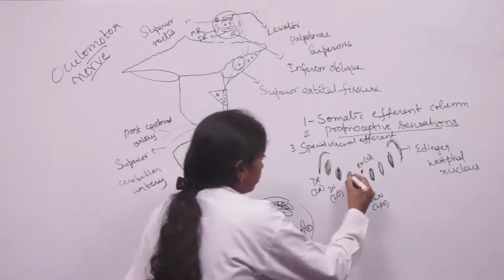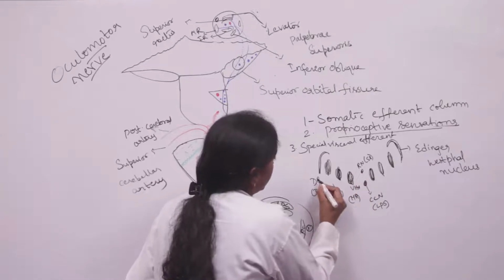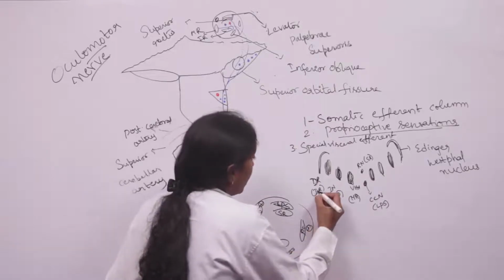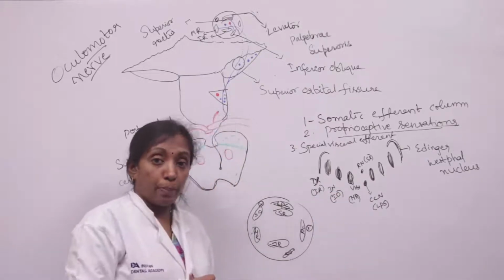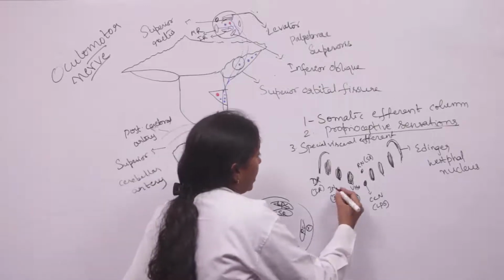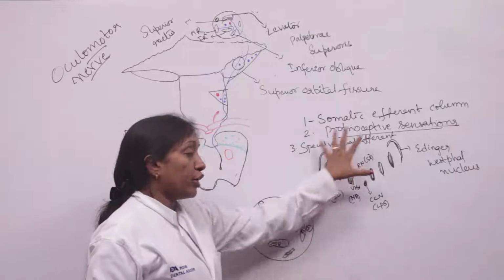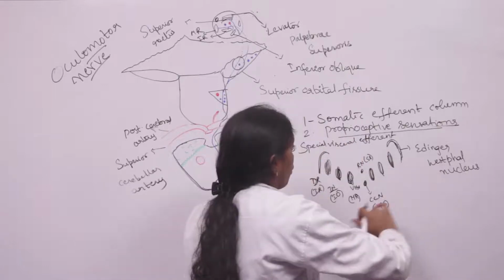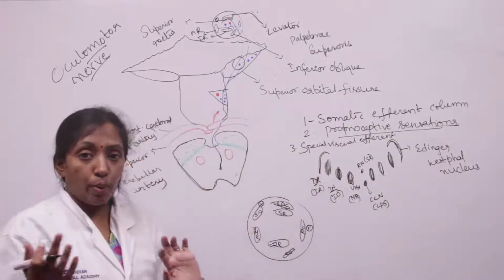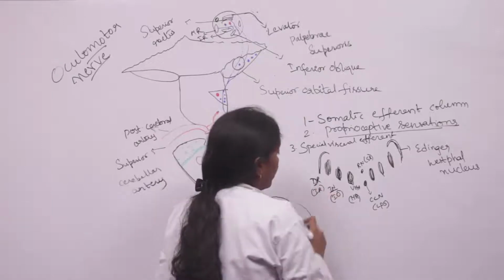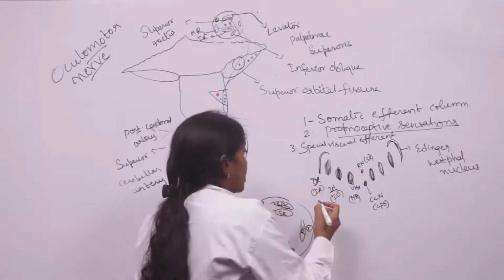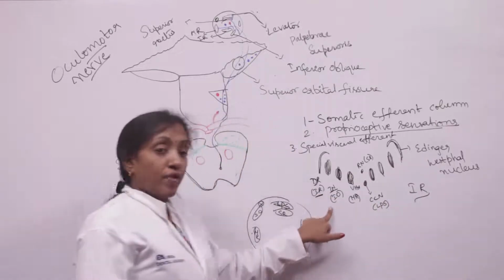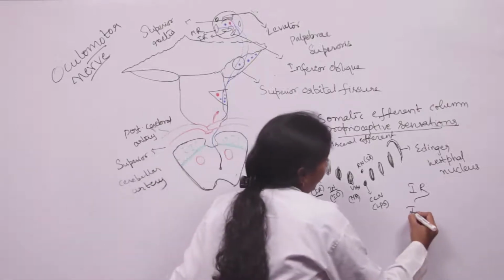One is the dorsolateral segment, which supplies the inferior rectus muscle. The oculomotor nucleus is not only one nucleus, it is a nuclear complex. So what are the nuclei? One is the dorsolateral segment, which supplies the inferior rectus muscle. That's why I have represented it with IR. The next one is the intermediate segment, which supplies the inferior oblique muscle.